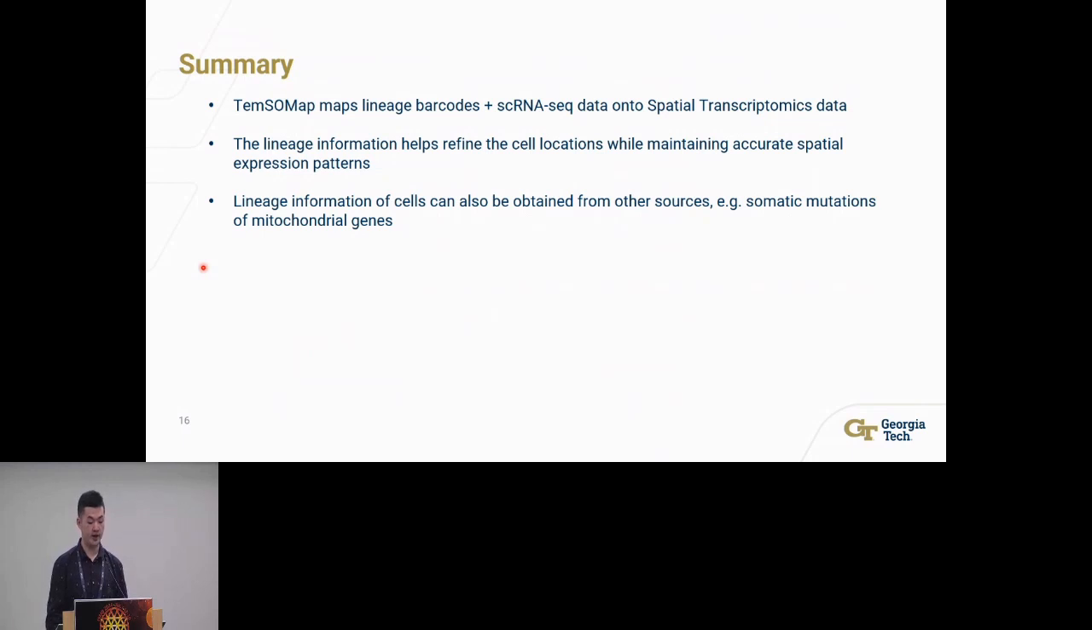And I want to mention that the lineage information of cells can be obtained from multiple sources. The one that I use is from CRISPR-Cas9 induced genetic scars. And there are also technologies being developed to identify cell lineage from other biological traits, like somatic mutations of mitochondrial genes.